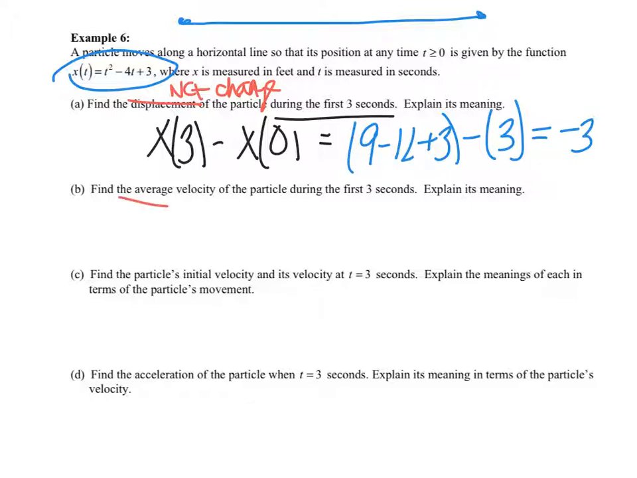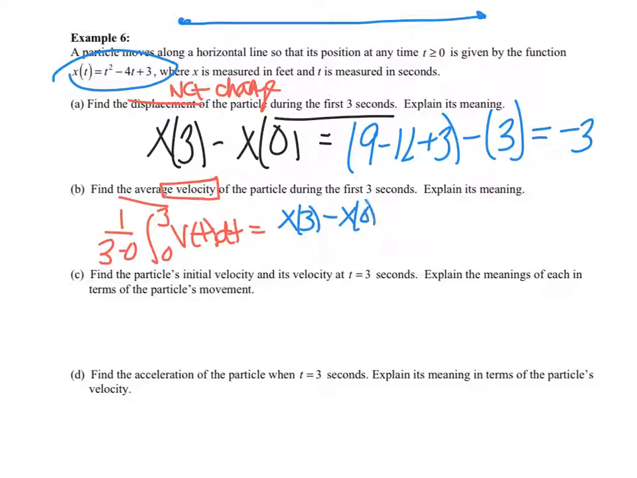Part B, find the average velocity during the first 3 seconds. Okay, so I'm going to set up average: 1 over b minus a, so 3 minus 0, integral from 0 to 3. Who am I averaging? We'll just read the next word, v of t dt. Now, don't stop there. Finish. According to the first fundamental theorem, if I integrate velocity, I'm getting the position at 3 minus the position at 0, divided by 3 minus 0.